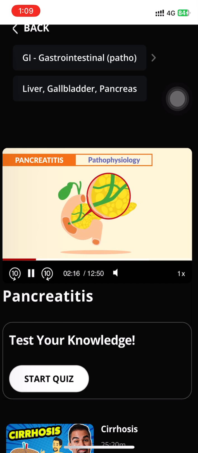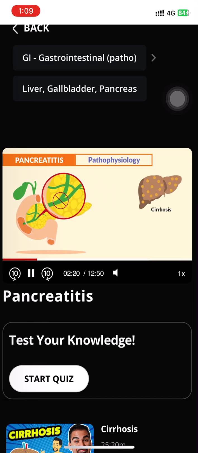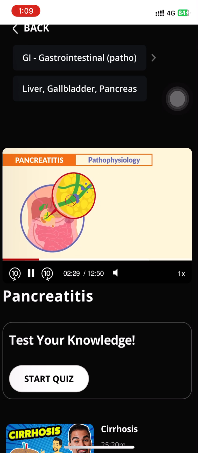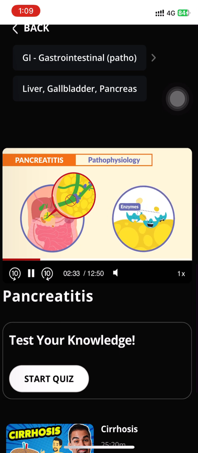Now, if the pancreatic duct is blocked for any reason, say from inflammation in liver cirrhosis, or hepatitis, or let's just say a gallstone has floated down and got stuck, well, this means that the enzymes can't get out of the pancreas and into the intestine, and accidentally prematurely activate within the pancreas.